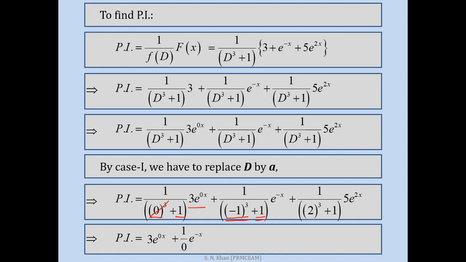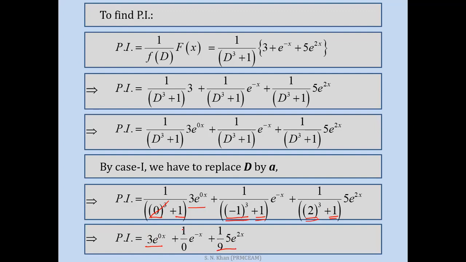Means the second term will become 1 upon 0 operating on e to the power minus x function as it is. And in the third term we are having 1 upon 2 cube. 2 cube means 8, and plus 1. So it will become 1 upon 9 operating on 5 times e to the power twice x. So clearly we can see that in the first term we don't have any issue at all. It is completely solved. D has been removed from here. In the second term, again, we are having no problem at all. This also got solved.